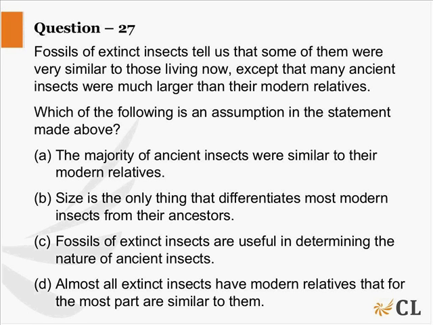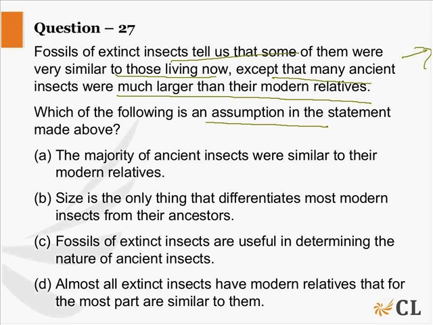Question 27 says, fossils of extinct insects tell us that some of them were very similar to those living now, except that many ancient insects were much larger than their modern relatives. Which of the following is an assumption in the statement? Assumption is something which is taken for granted. Option A: the majority of ancient insects were similar to their modern relatives.